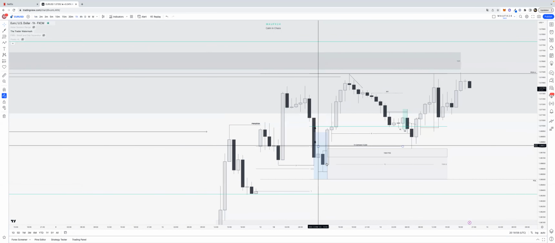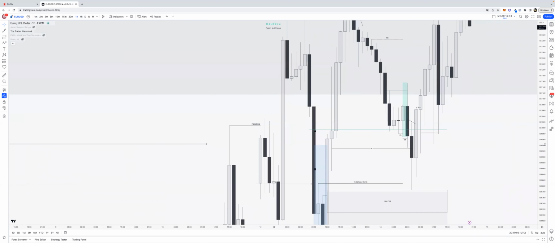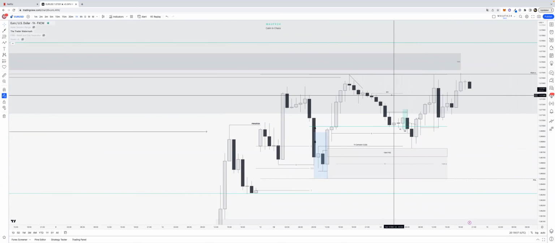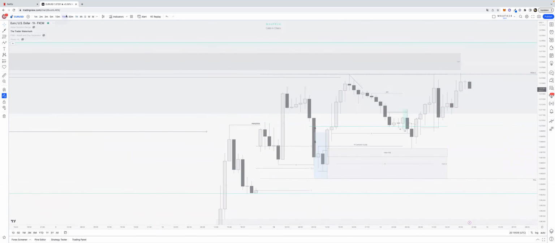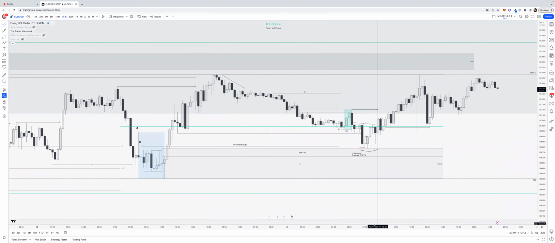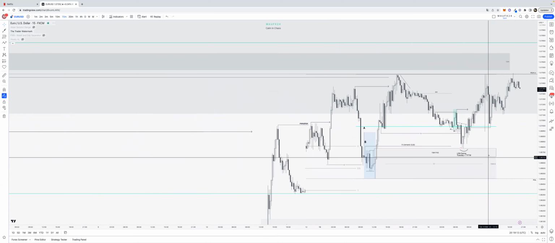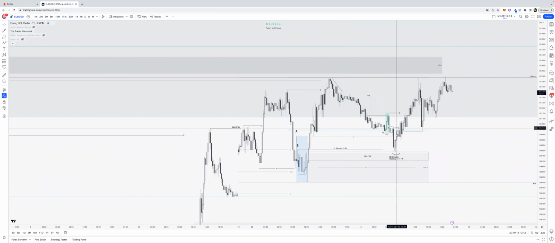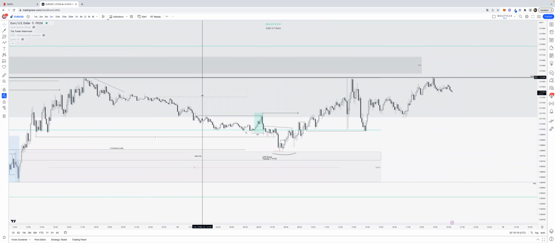So we got this 1 hour demand zone. We tap into that and we actually just tap into the 50-minute fair value gap. I missed that. That's why I was not looking for long. Or I was looking for the long, but was waiting for a deeper pricing. Internal range liquidity, we can see on the lower time frames, we have bearish structure.